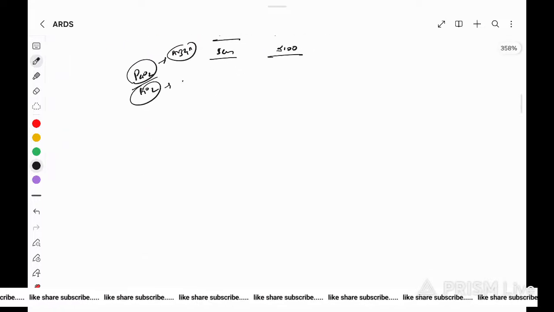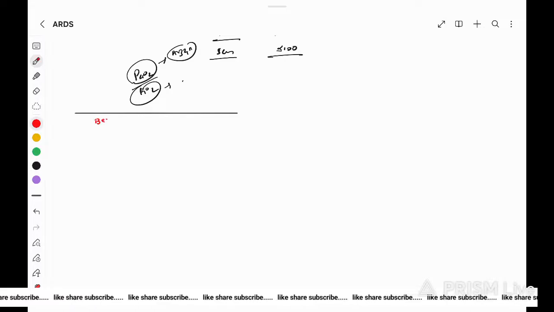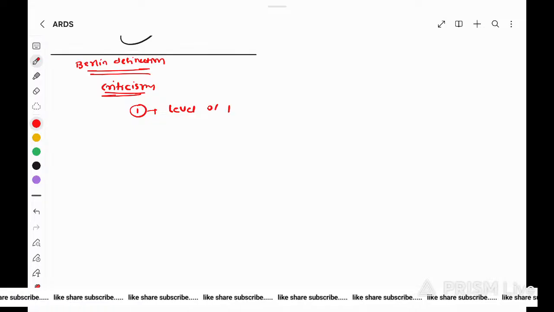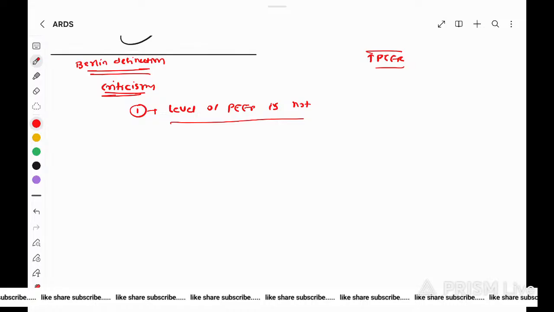What are the criticisms of Berlin's definition? First, the level of oxygenation is not maintained. The level of PEEP is not well explained. We know that whenever a patient is intubated in an ARDS case, we have to increase the PEEP for better fluid extraction. So the level of PEEP is not mentioned in the Berlin definition.